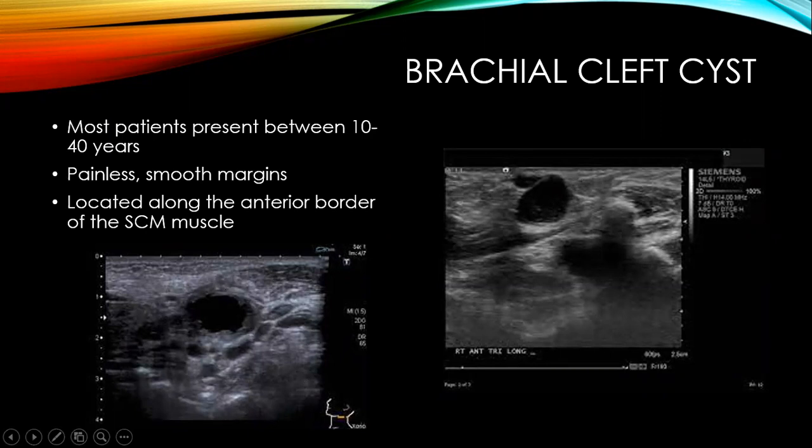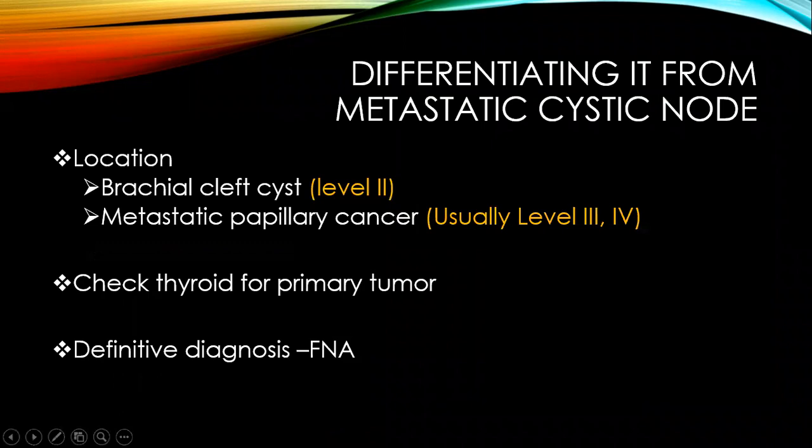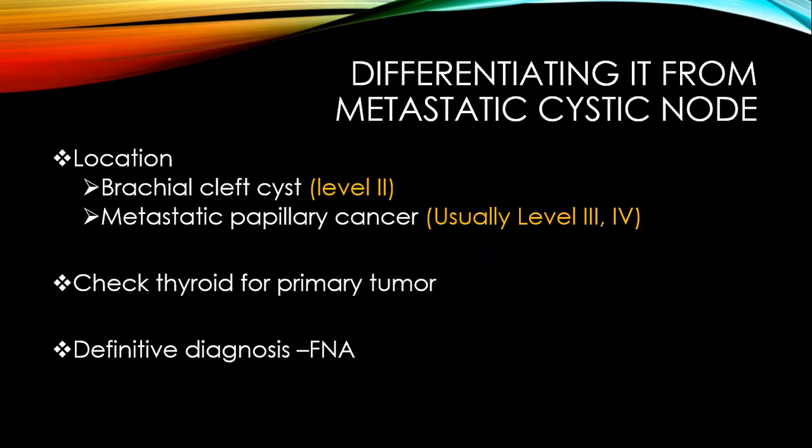So we need to differentiate it from metastatic cystic nodes. So the most important thing that helps us differentiate it is the location. The location of the branchial cleft cyst is at level 2. As I mentioned earlier, you will see the levels towards the end of the presentation. Then if it's a metastatic lymph node from papillary cancer, if it's solitary, most of the time they are multiple, but if it's solitary, it is usually located at level 3 or at level 4.